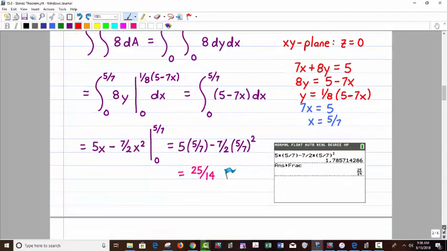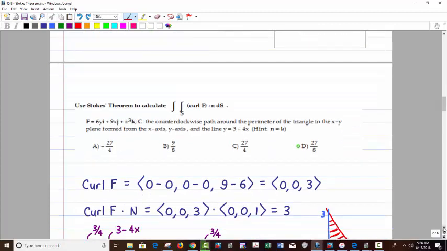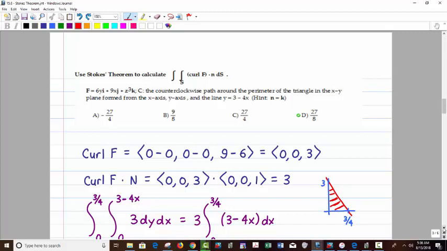All right, let's see what's next here. Here's another Stokes theorem. This one's kind of unique. So here's the vector field. We've got... I don't like the way that looks there.